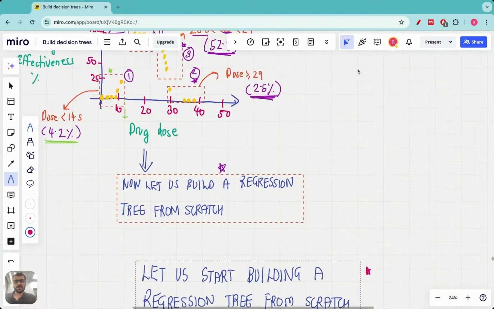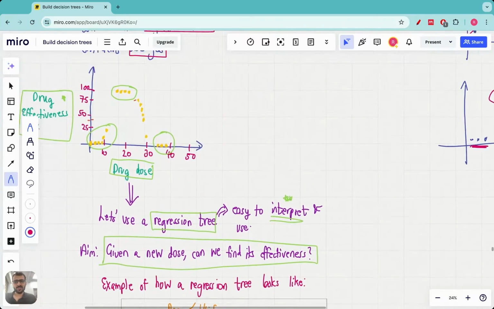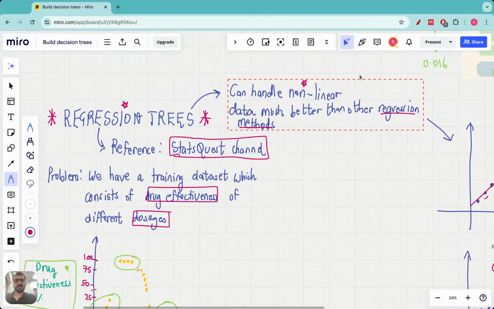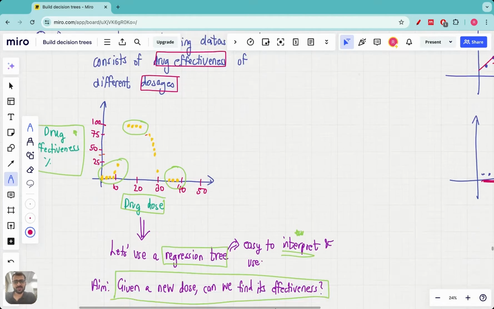In the previous lecture, we looked at the applications of regression trees and we saw that they are much better than, let's say, ordinary least squares or other regression methods, especially at handling non-linear data. I also mentioned the reference to the StatQuest channel from which I have constructed this series of lectures.